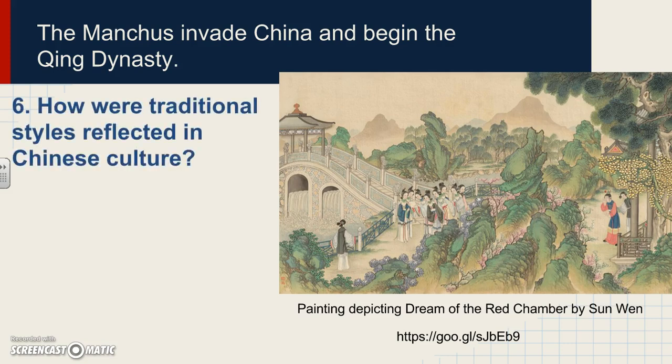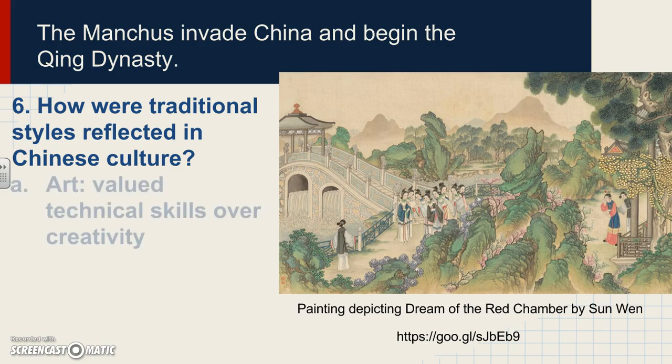How are traditional styles reflected in Chinese culture? We're talking a little bit about the Manchu period here, the Qing period. Here you have a painting from a very famous Chinese work of literature called The Dream of the Red Chamber. This painting is by Sun Wen. And so this is going to go a little bit into Chinese arts and culture.